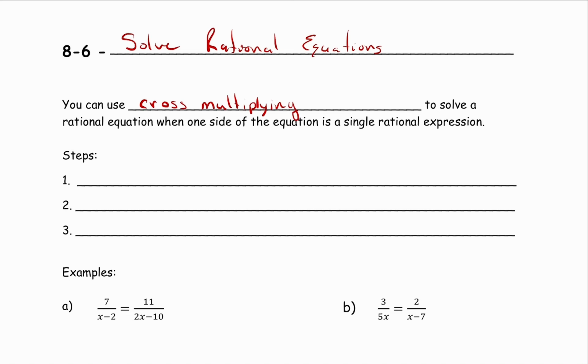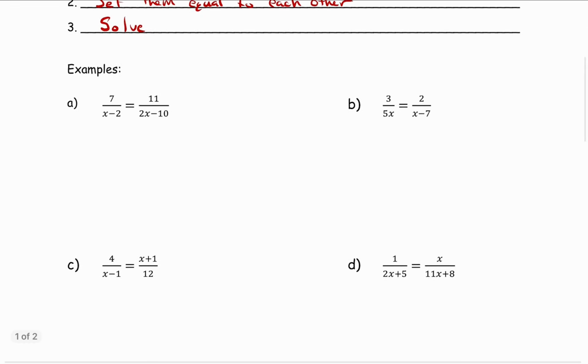So our steps today: you're just going to multiply your diagonals. Then you're going to set them equal to each other. Multiply your diagonals, set them equal to each other, and then just solve using your standard solving process, thinking back using your inverses. All right, let's do a couple of examples. Again, this is going to be pretty straightforward, simple, I think.